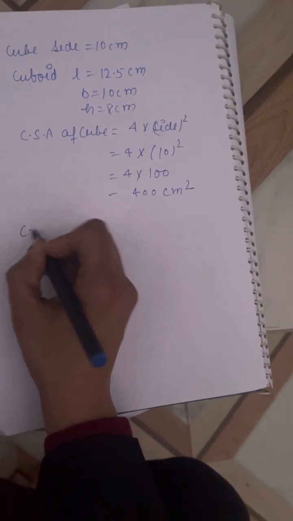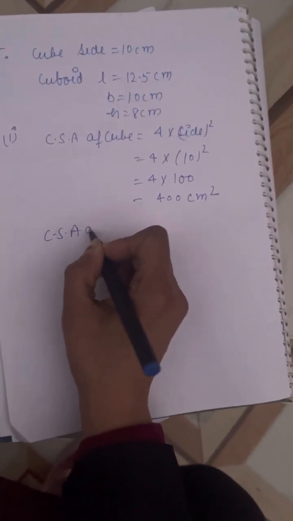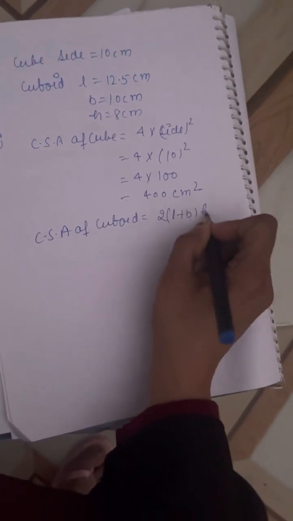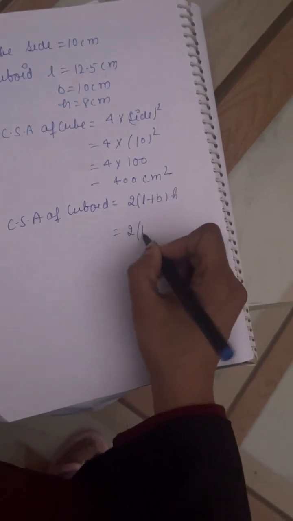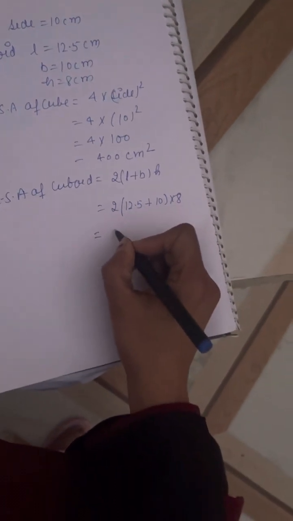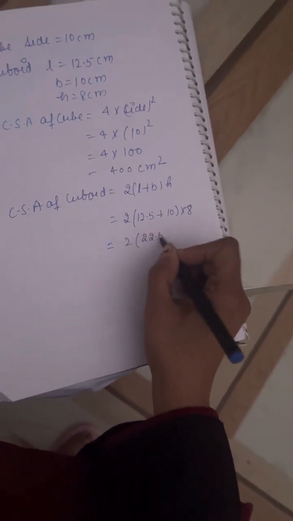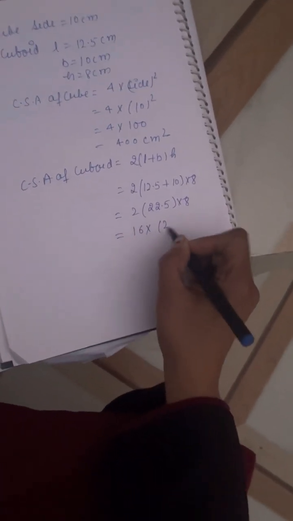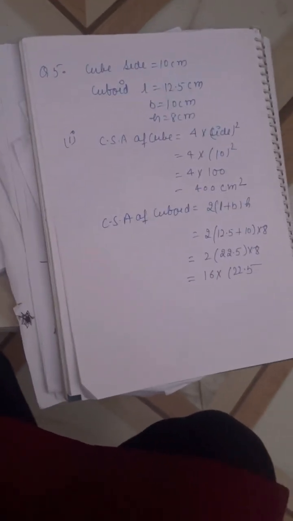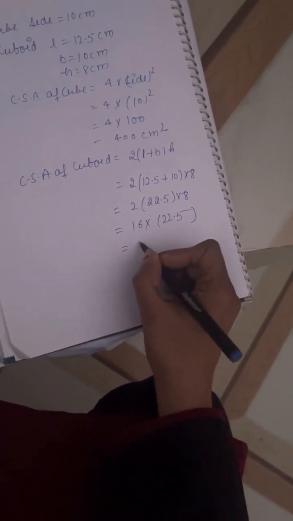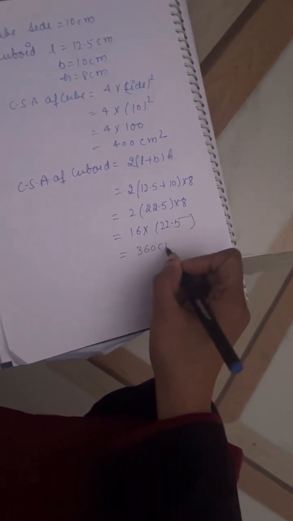Okay, and curved surface area of cuboid is 2 into (L plus B) into H, right? 2 into length 12.5 plus breadth 10 into height 8, that is equal to 2 into 22.5 into 8. After multiplication, what will you get? 16 into 22.5, after multiplication you will get 360 centimeter square.